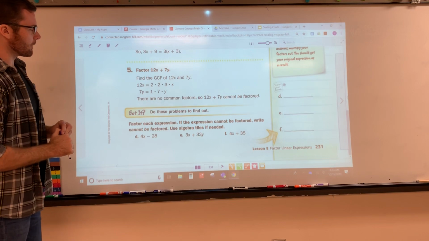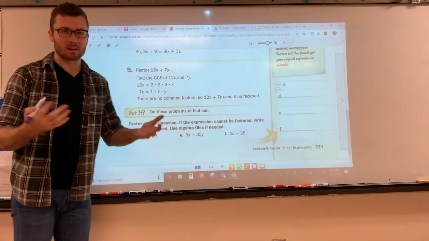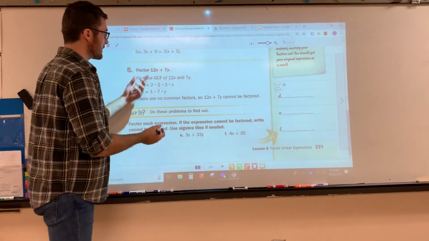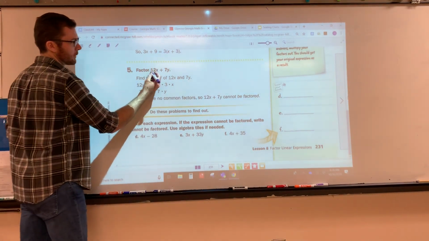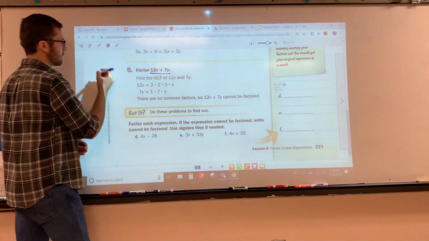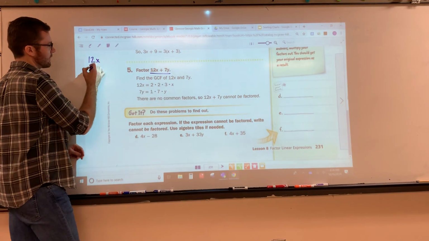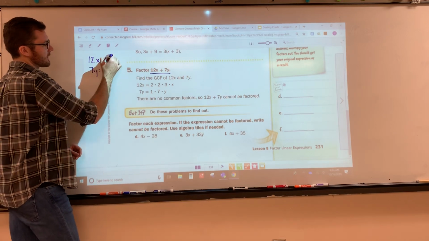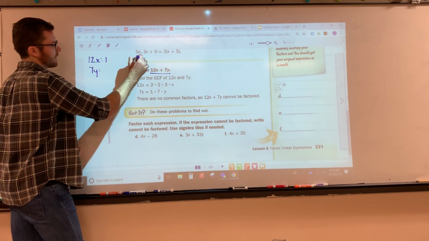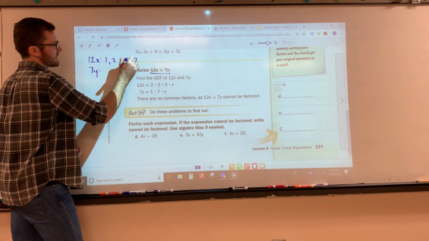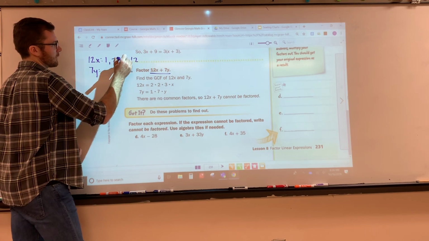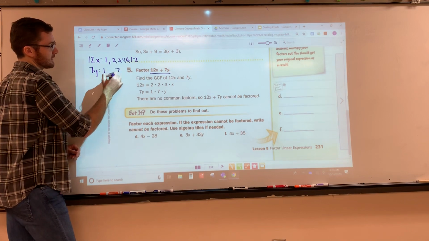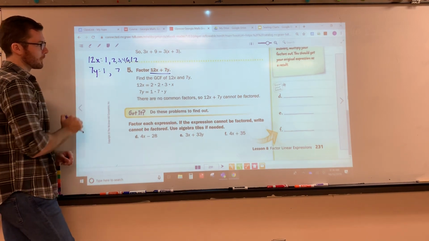Okay, so on this one, sometimes you're going to encounter a situation where there are no common factors. So let's check this out. I've got a binomial of 12x plus 7y. So if I list my factors of 12x, I've got 1 times 12, 2 times 6, and 3 times 4. If I list my factors of 7, that's even easier. I just have 1 times 7, because this is a prime number.